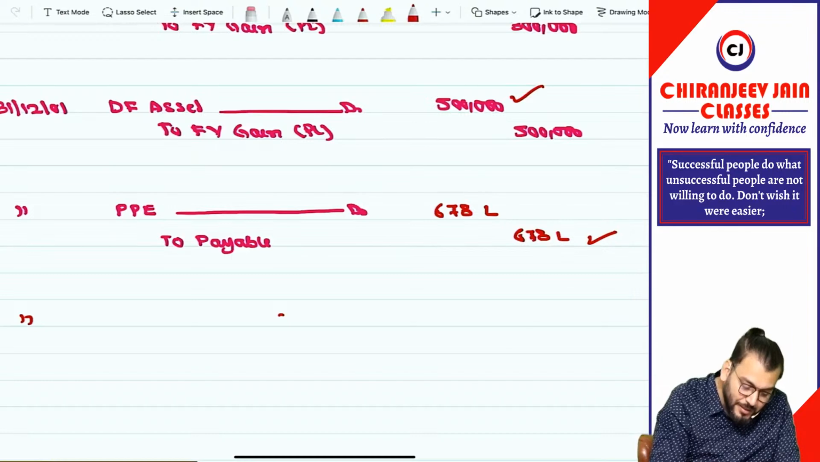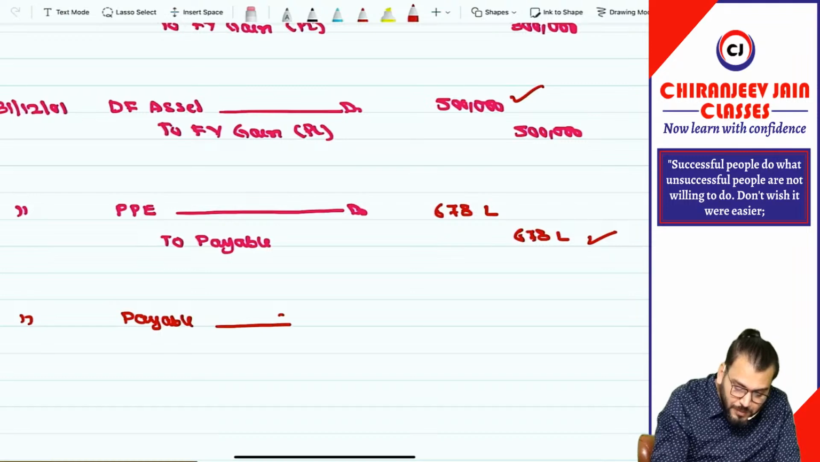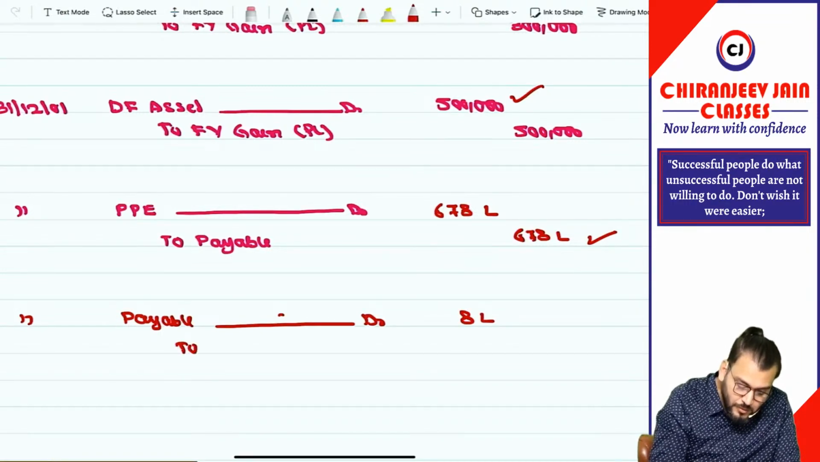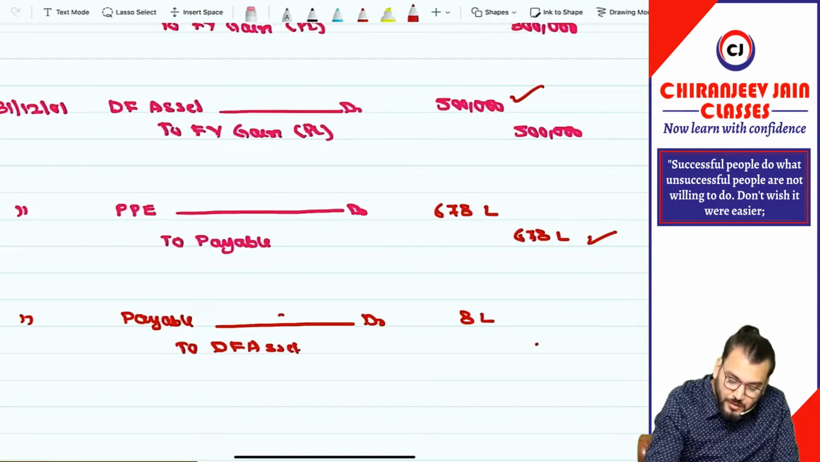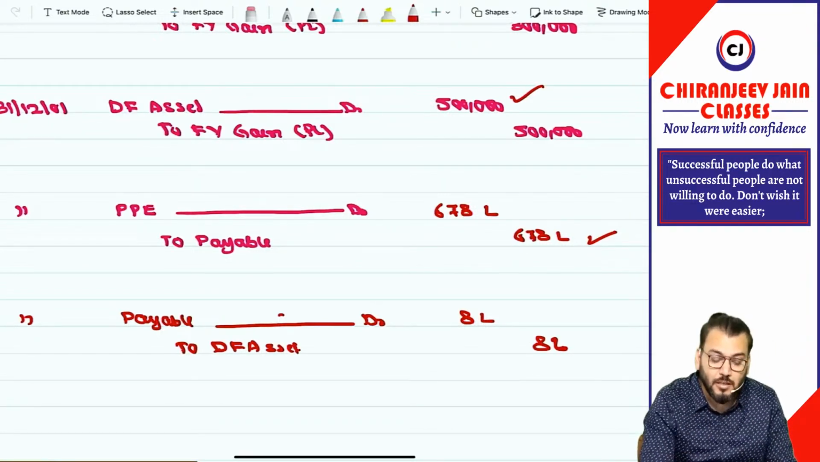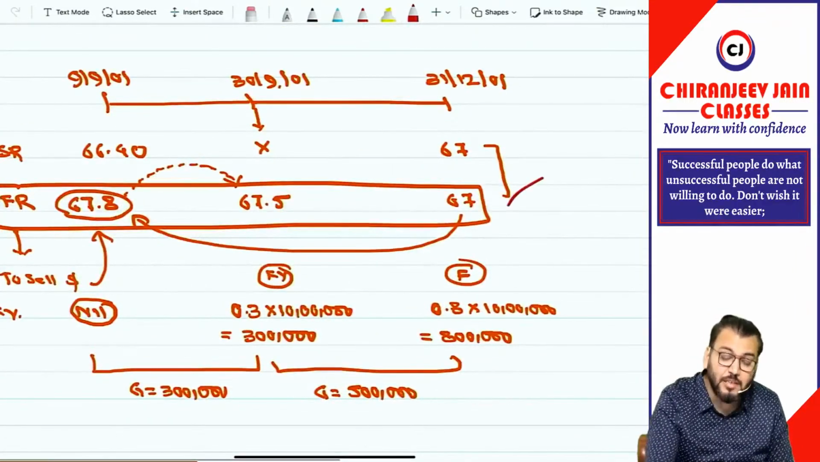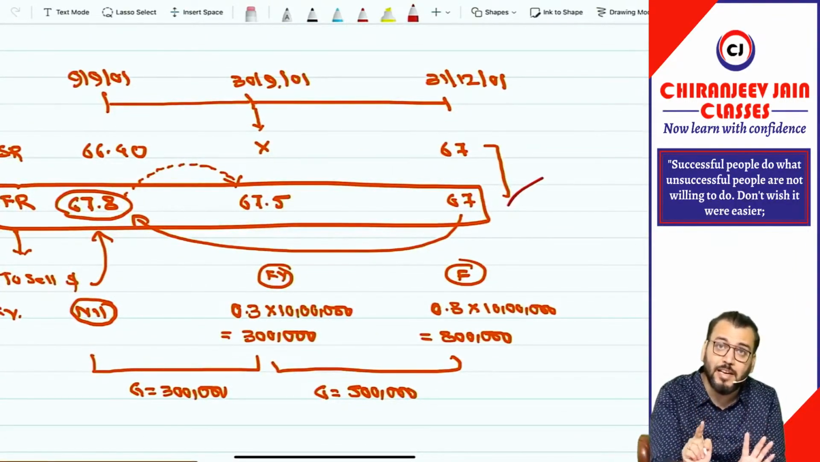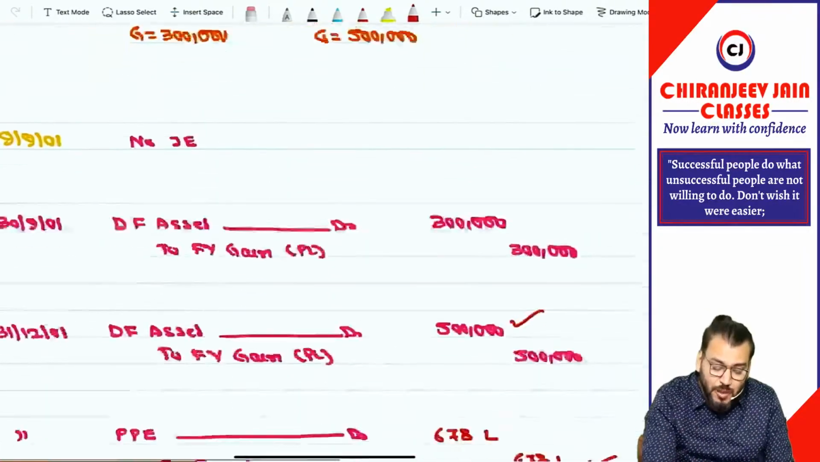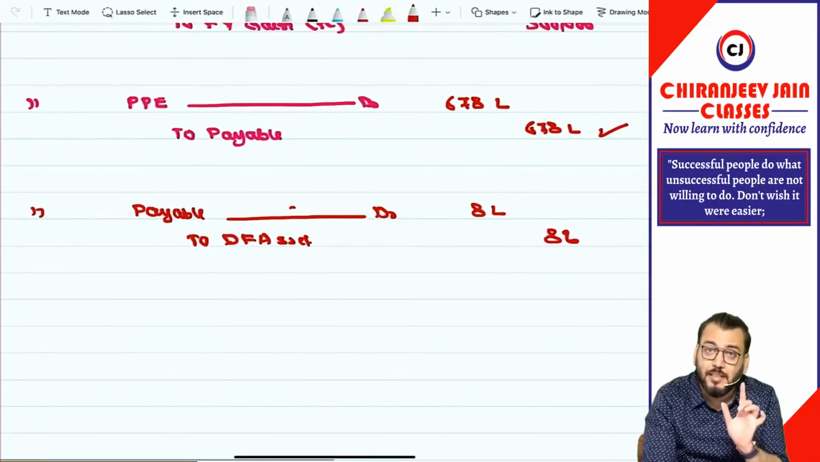We'll pass one journal entry. Payable will now decrease by 8 lakh to derivative financial asset, 8 lakh. Ultimately how much are we paying? We are paying 670 lakhs only, and the spot rate is 67 only. So ultimately we are paying as per spot rate, but we are trying to identify how much there was fair value gain or loss because of the embedded derivative. Correct. So actually we are paying 670 lakh only.